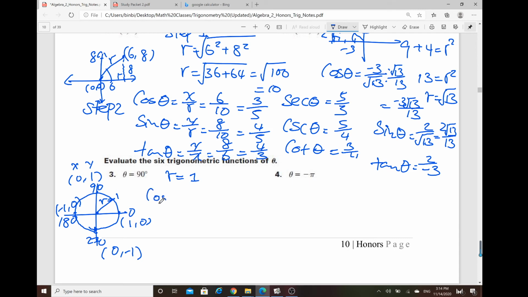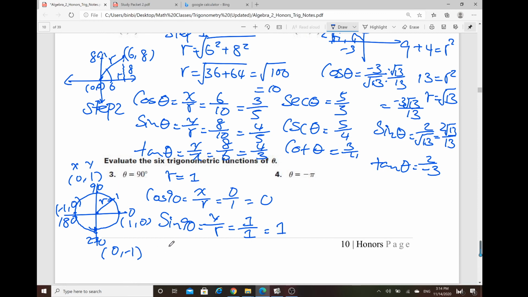So using that ratio, what we did before, cosine of theta is x/r. While x here is what? 0. So 0/1, because the radius is 1, which is 0. So cosine of 90 degrees, the ratio is 0. And now what about sine of 90? So sine of 90, the ratio is y/r. So 1/1, which is 1.